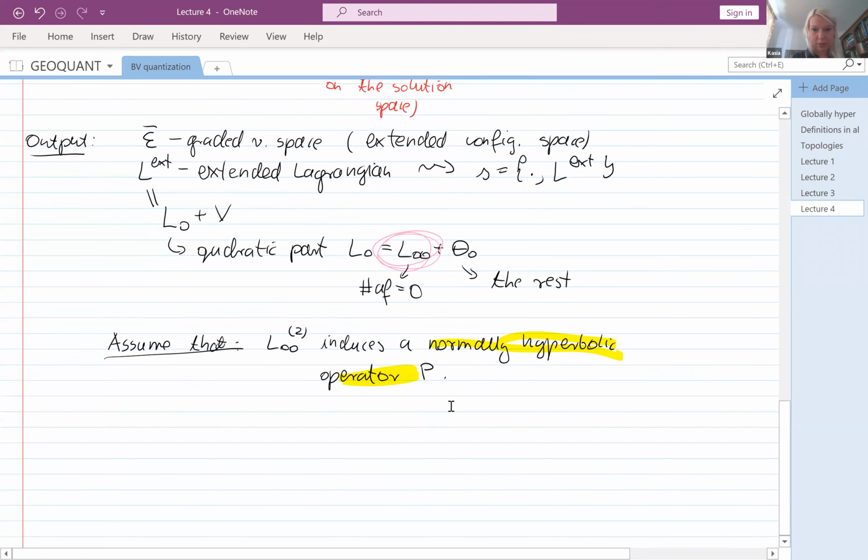So, okay, I have this P, and from that, since this is quadratic, I have a constant Poisson bivector pi.